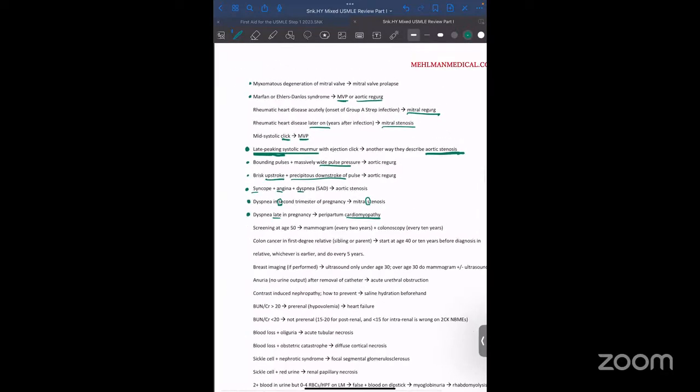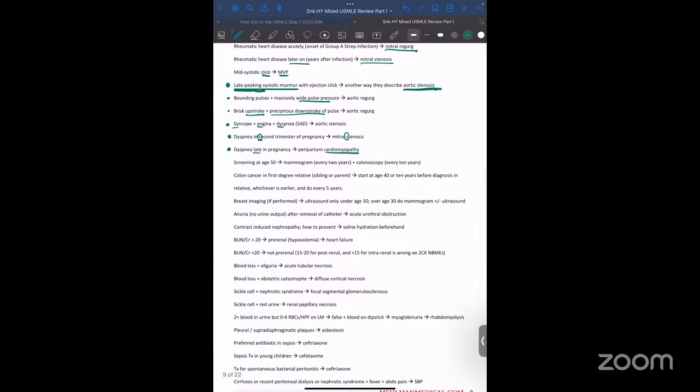Then screening at age 50 is mammogram every 2 years plus colonoscopy every 10 years. I think this has changed this time, in October 2025. I believe we started a bit earlier with shared decision making, if I'm not wrong. Anyway, screening at age 50 is mammogram every 2 years plus colonoscopy every 10 years.